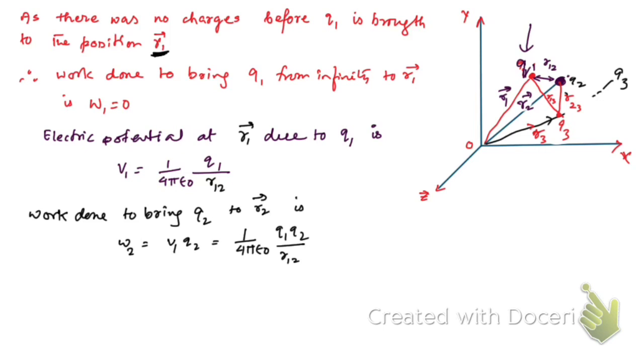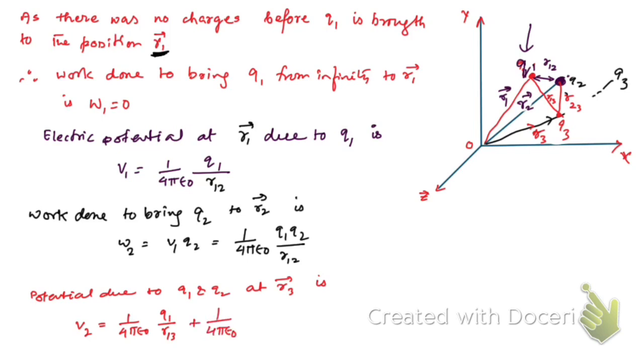Okay, so now the potential due to Q1 and Q2 at the position vector R3 is going to be given by V2 is equal to 1 by 4 pi epsilon naught Q1 by R13, and 1 by 4 pi epsilon naught Q2 by R23, where the distance is between Q2 and Q3, right? So that is what we have got.